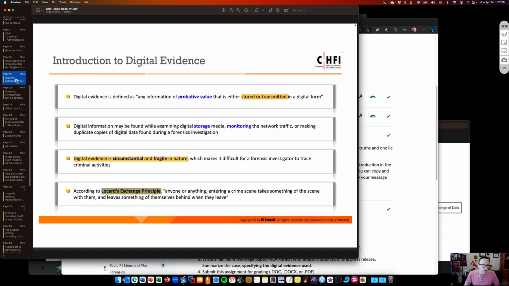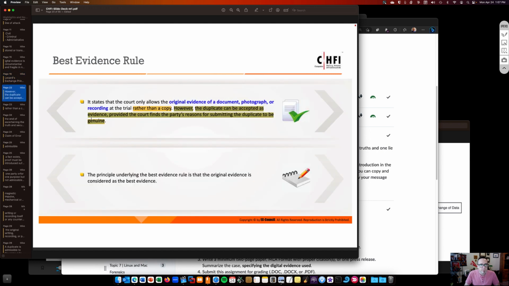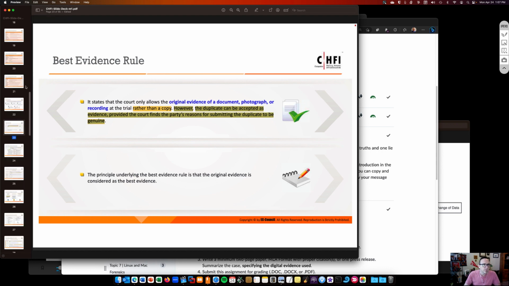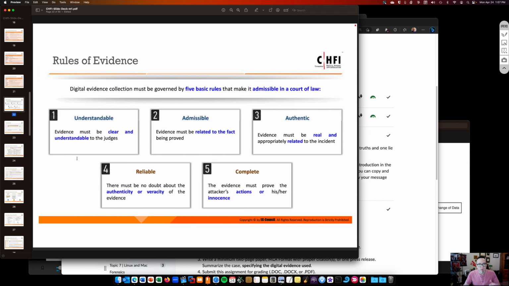So rules of evidence. Very important we look at rules of evidence. And here's the thing. There's a lot of things that come to dealing with digital evidence. There are 5 basic rules here. Let's go to thumbnails. There you go. The 5 basic rules of evidence. Very important. It's understandable. It's admissible. It's authentic, reliable, and complete. So I'm not going to read everything to you, but understand there's these 5 concepts.